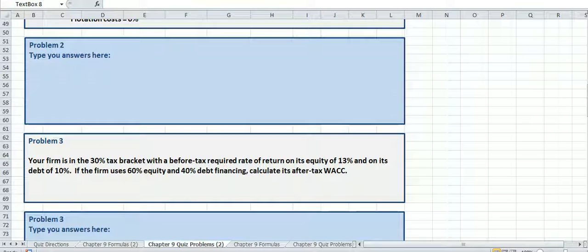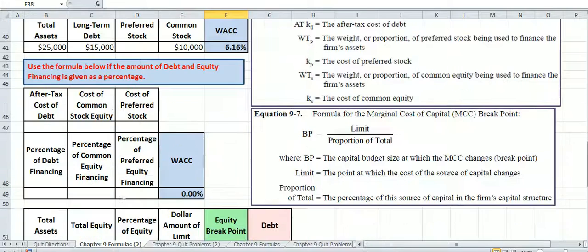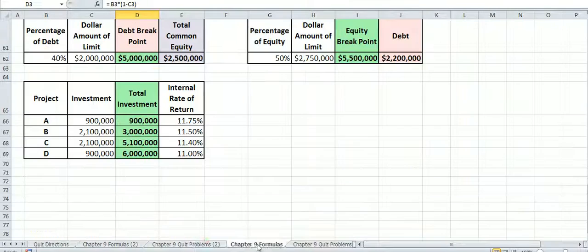Problem 3. We want to calculate the after-tax weighted cost of capital, and it gives you your equity and your debt financing in percentages, not a dollar amount. So make sure you use the right formula over here. And I've actually reminded you right here. I've given you a little tip right there of which one to use. So you shouldn't have any problems.